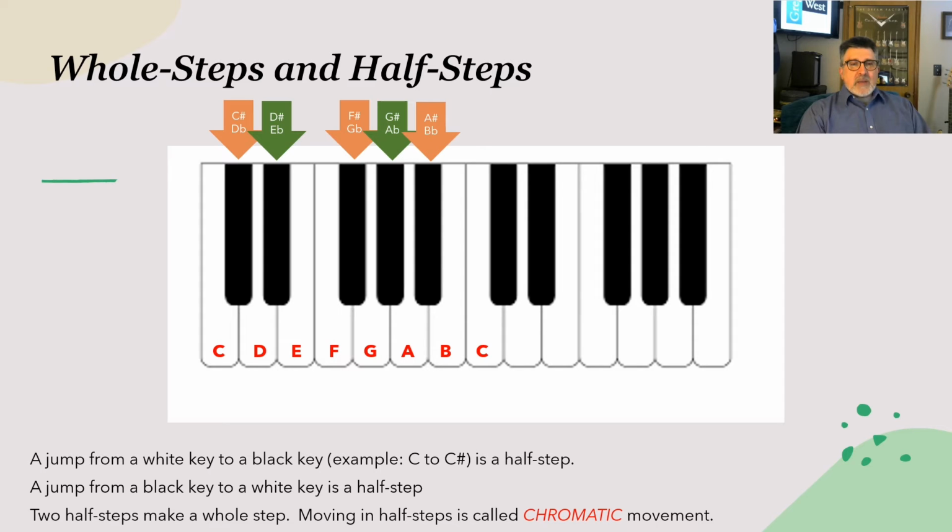Whenever I move in half step movements, so if I go from white key to black key to white key to black key across, I'm moving in half steps, and that is called chromatic motion.